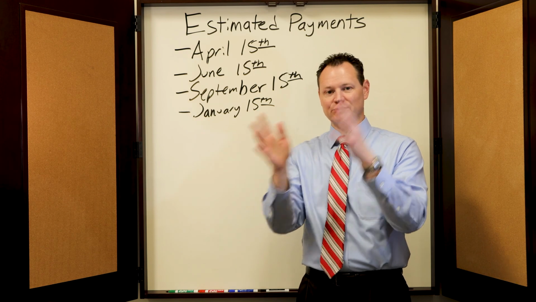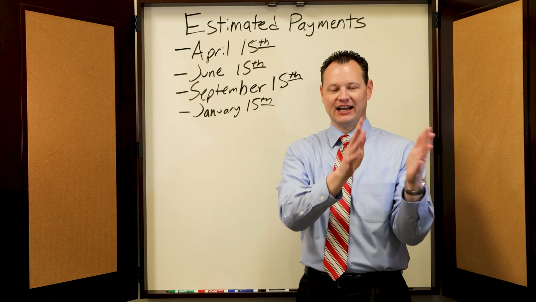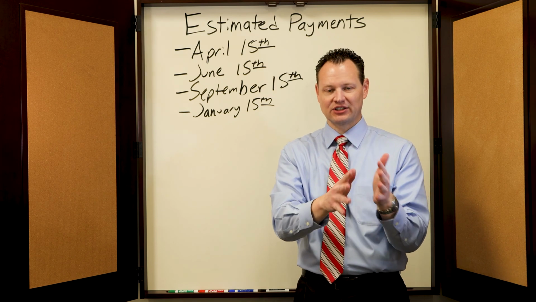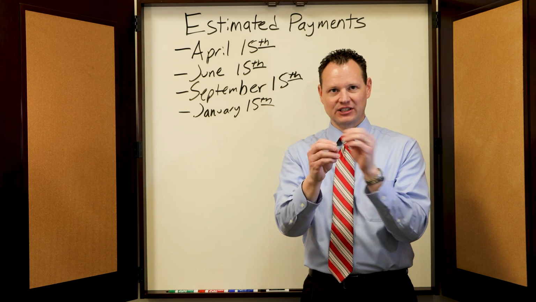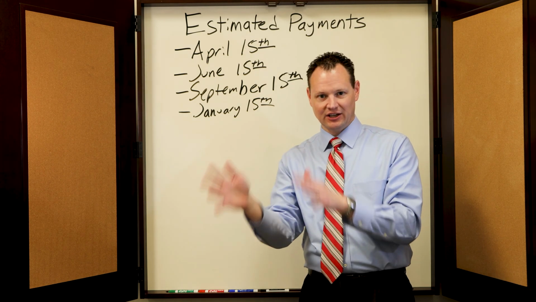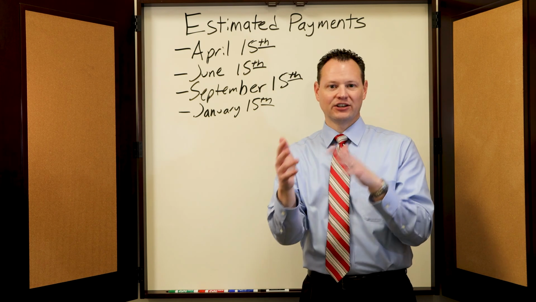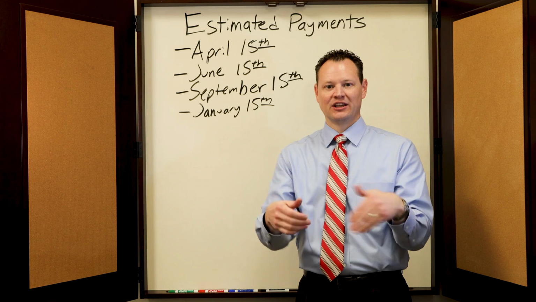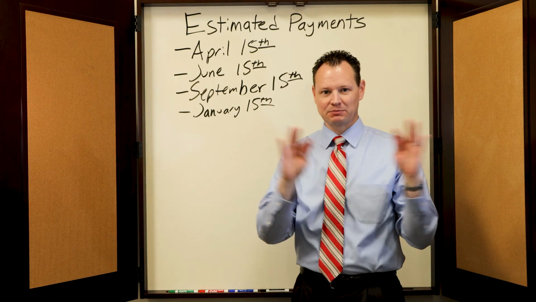So the safe harbor is we looked at his prior return. His prior return showed that he owed tax of $350,000. We have to take 110% of that. So 10% of $350,000 is $35,000. 350 plus 35, we're at $385,000. Divide that by 4, and that was the payments that he made, and he was penalty proof.